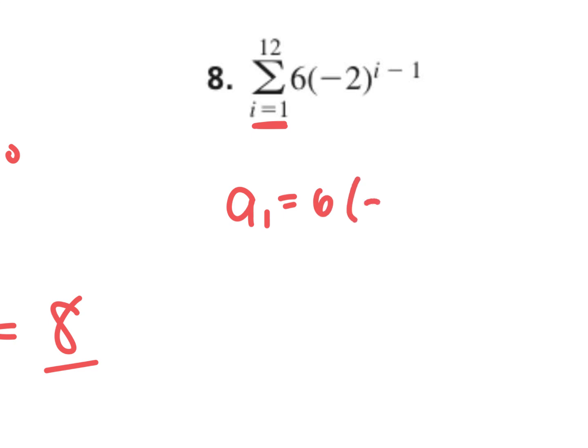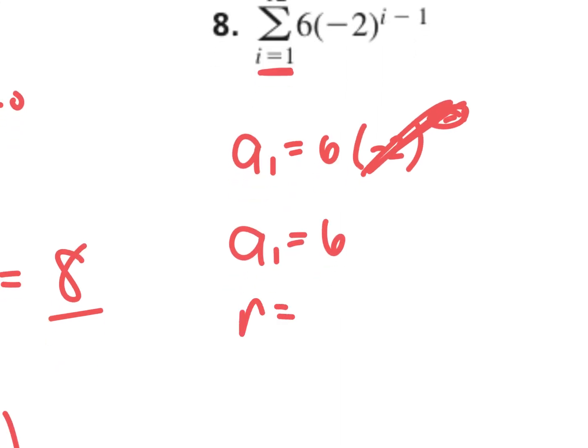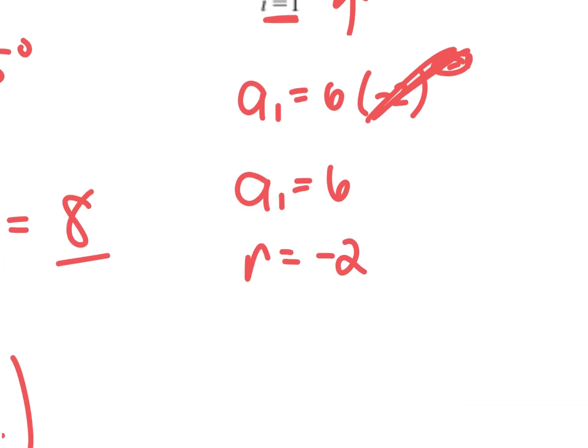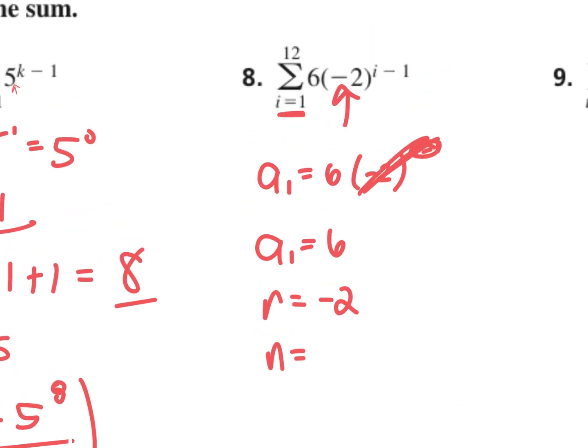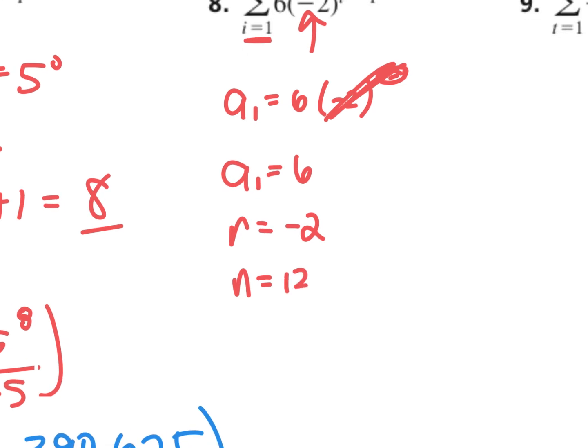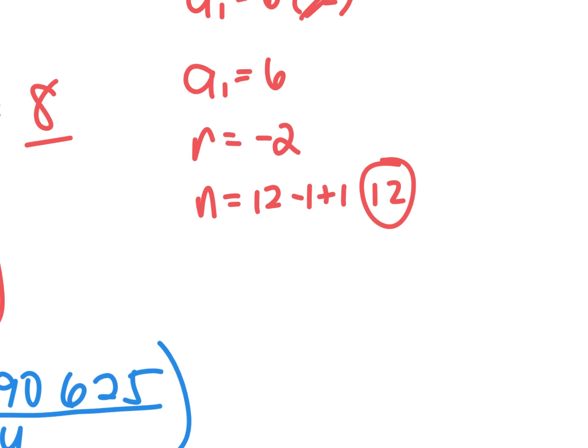So 6 times -2 to the 1 minus 1. Guys, what's 1 minus 1? 0. And anything to the 0 power is 1. So your first term is 6. What is your common ratio? It's the number in the parentheses with the exponent. It's -2. And then my n, how many numbers am I talking about? Top minus bottom plus 1. 12 minus 1 plus 1. How many numbers? 12. So let's throw it in the formula.